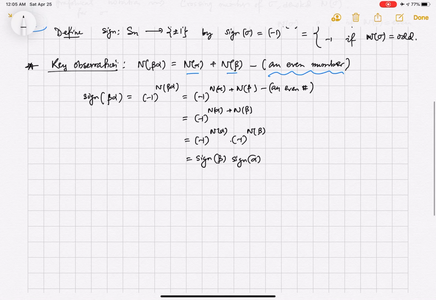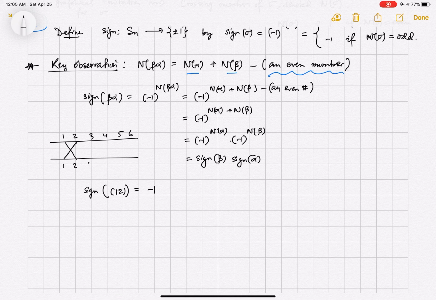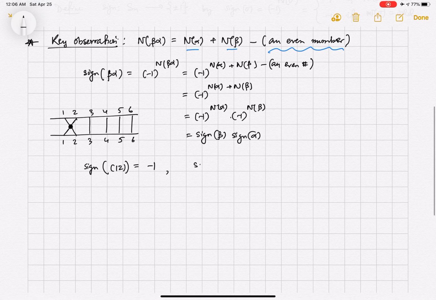And then finally you notice that sine of a transposition is certainly minus 1. If you draw a transposition as an element of S6, the picture looks like this. So this is the graphical notation for the transposition (1 2), right? It flips 1 and 2, and then everything else goes to itself. So there is only one crossing. So that gives you minus 1, and sine of the identity is certainly 1, because there is no crossing. Here is (1 2), and here is the identity.